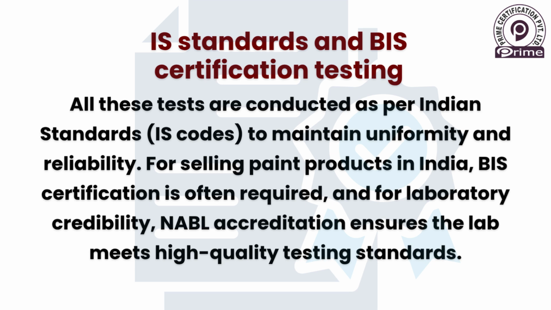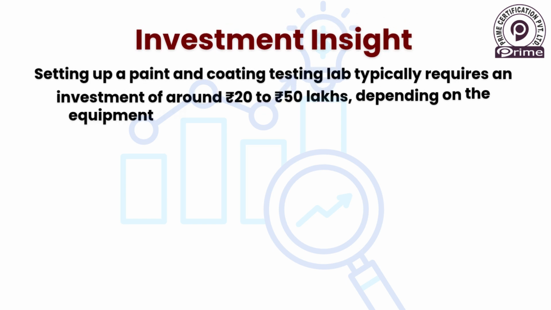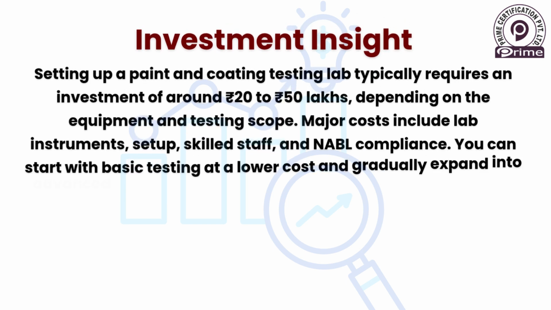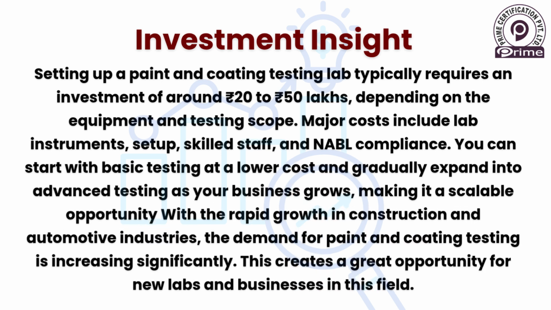Investment insight: setting up a paint and coating testing lab typically requires an investment of around 20 to 50 lakhs, depending on the equipment and testing scope. Major costs include lab instruments, setup, skilled staff, and NABL compliance. You can start with basic testing at a lower cost and gradually expand into advanced testing as your business grows, making it a scalable opportunity.